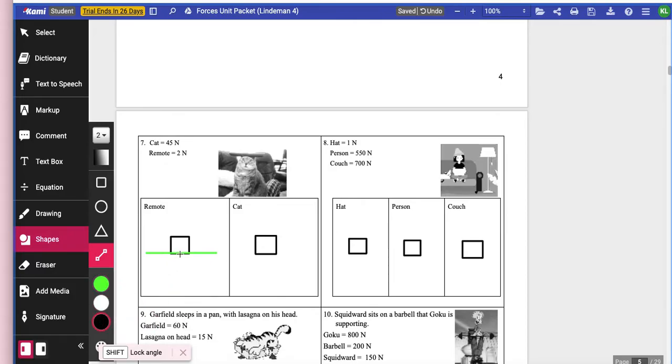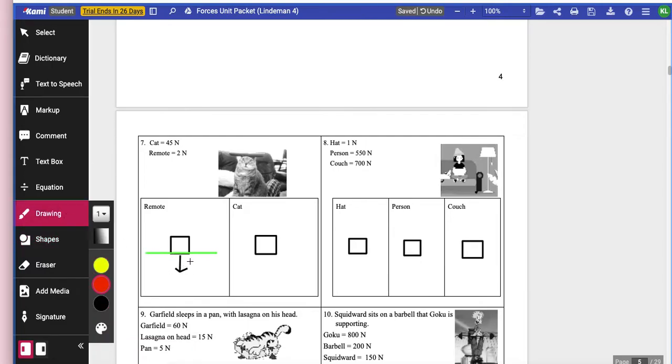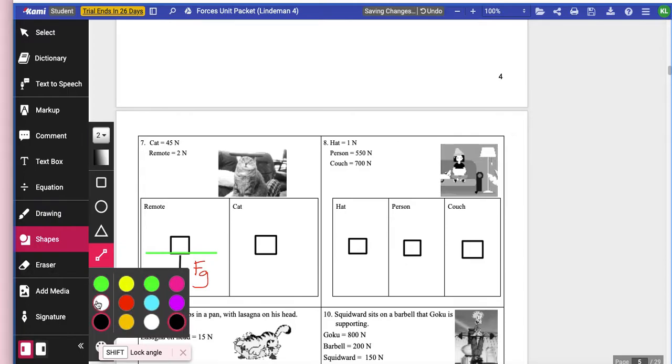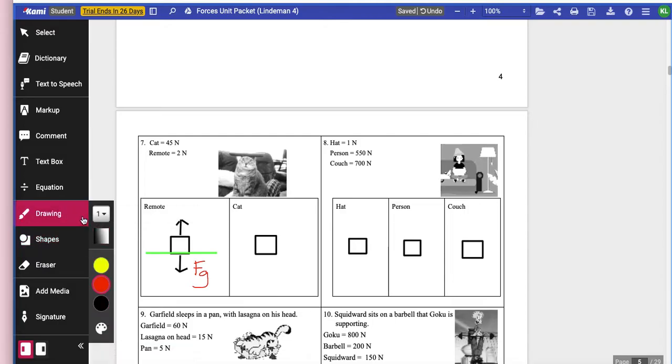The remote is on planet Earth, so we have gravity force. The remote is resting on the cat, so we have normal force. The remote is not moving, so that's why these 2 arrows should be about the same length. Whoops, that should not say gravity force, that should say normal force.